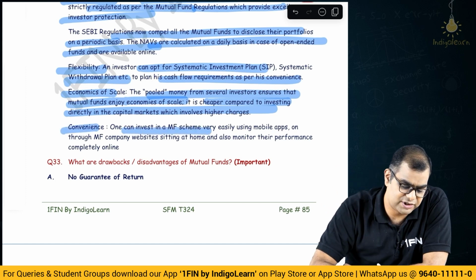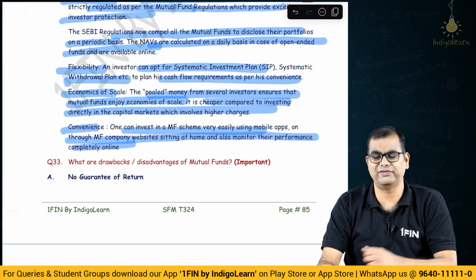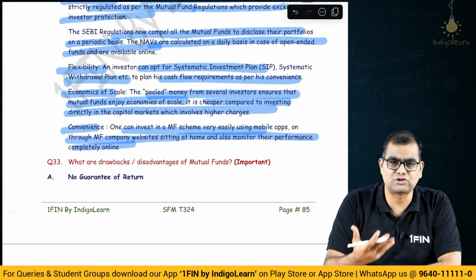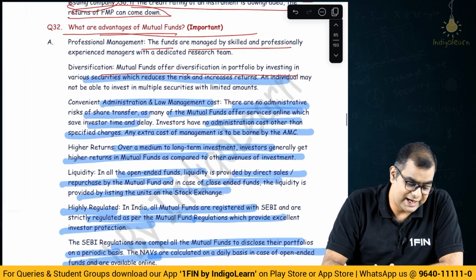Then convenience. One can invest in a mutual fund scheme very easily using mobile apps or mutual fund company websites, sitting at home, and also monitor their performance completely online. The convenience levels are very high. All of us invest through mobile apps. So these are the advantages of mutual funds.